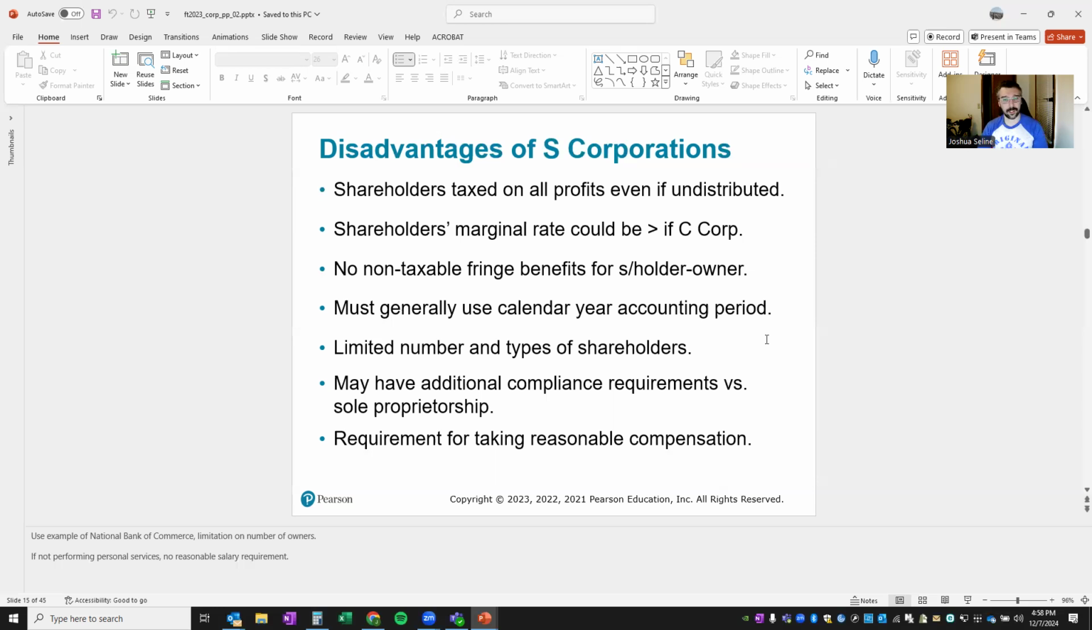You may have additional compliance requirements versus a sole proprietorship, various payroll tax returns you've got to file, and the requirement for taking reasonable compensation. The IRS is purposely vague on what is a reasonable compensation. Generally, you should be the highest paid person at your company if you're the owner.